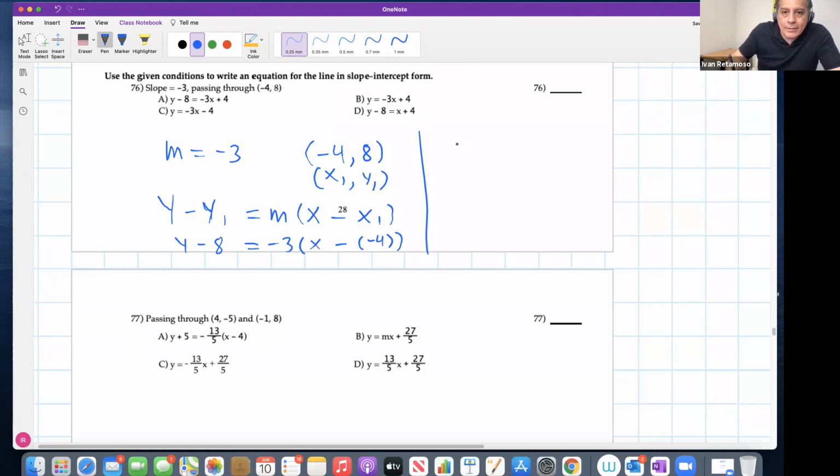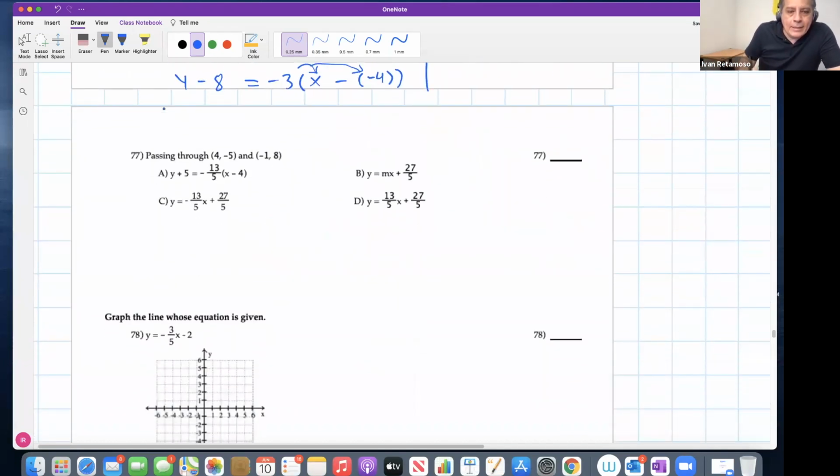So it's just this. If you work this out, y minus 8 equals negative 3 times x, minus and minus makes plus 4, so times negative 3 will be negative 12. So plus 8, y equals negative 3x minus 4, which is telling us that this is it. Very good. Moving on.